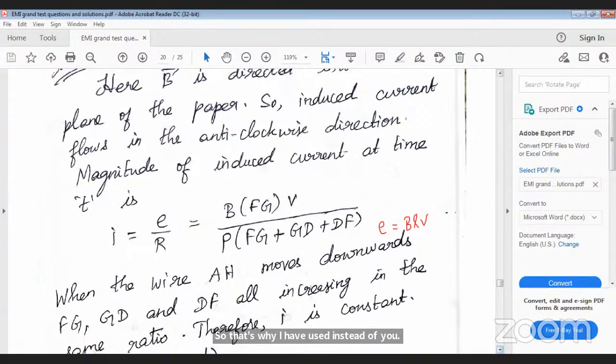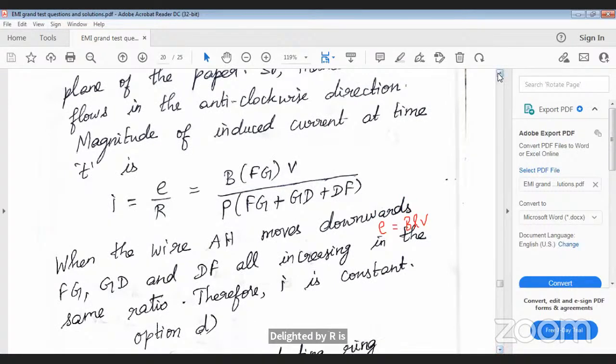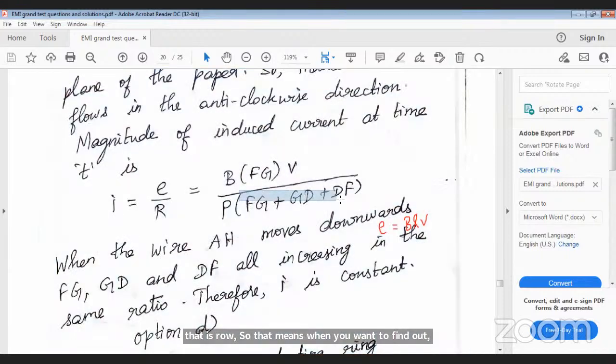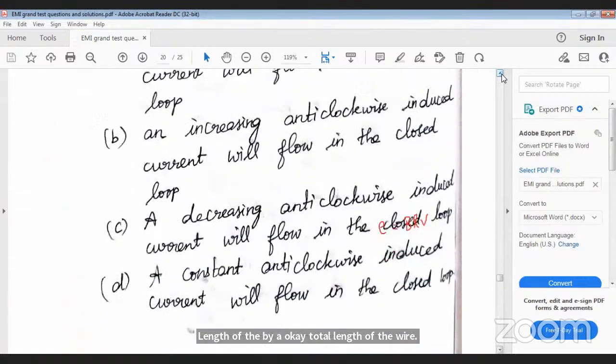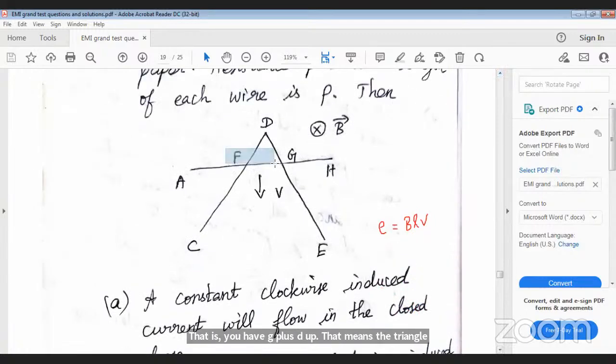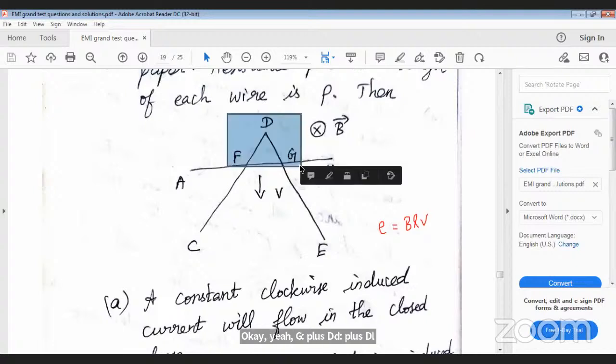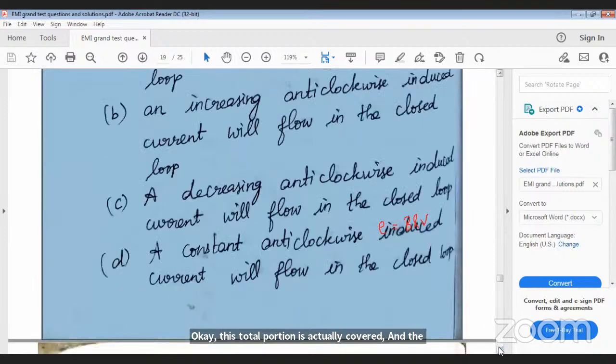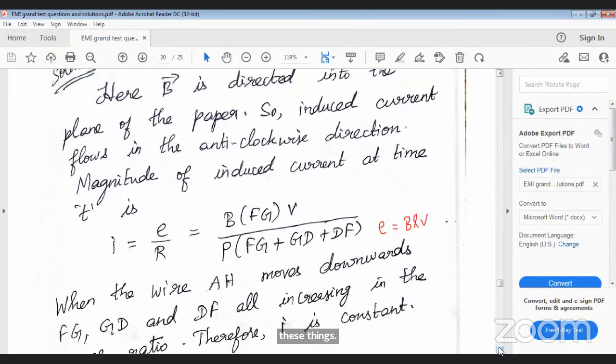R is nothing but the resistance. Here we have been given the resistance per unit length of the wire, that is rho. So when you want to find the total resistance, you need to multiply the resistance per unit length with the total length of the wire. The total length of the wire is FG plus GD plus DF, that means the triangular portion. This total portion is actually covered, and the resistance of this total portion is rho into FG plus GD plus DF.